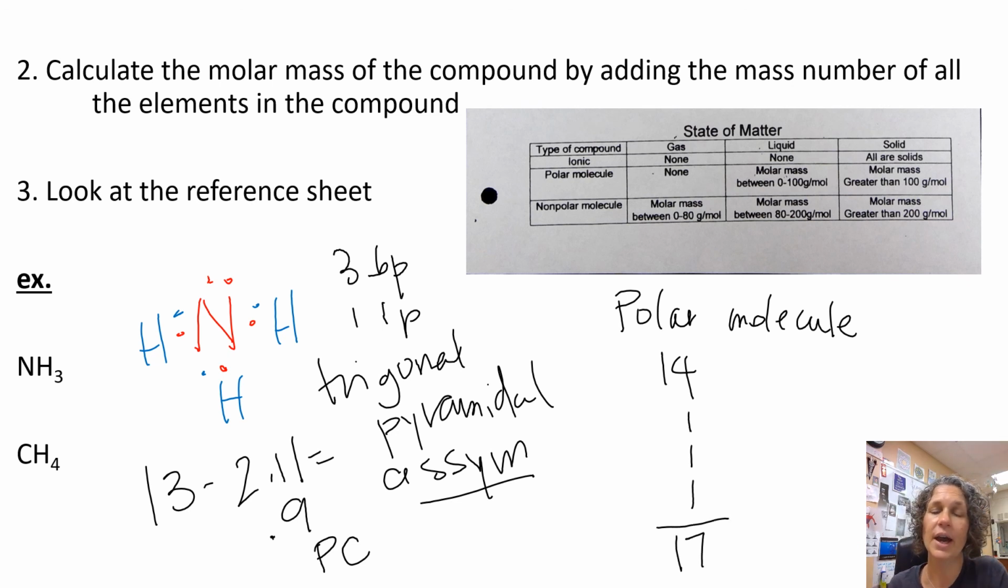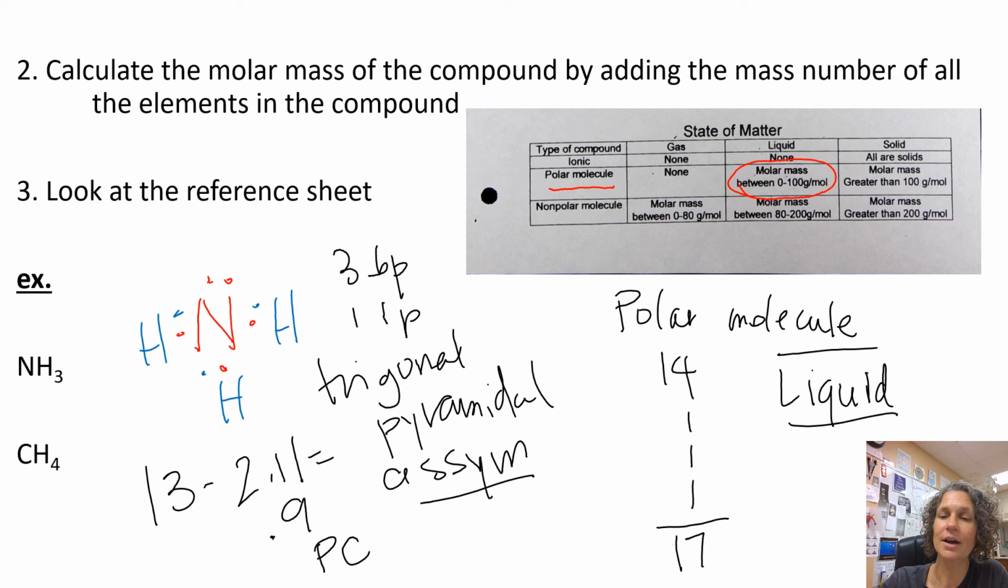Now if I look at this little chart up above, I know I'm looking at a polar molecule. It's not going to be a gas because they aren't gases. But then look on that middle column for the liquid, it says molar mass between 0 to 100. So we're looking right here. Because we're in that part, we know that our final answer to all of this is that this substance is a liquid.